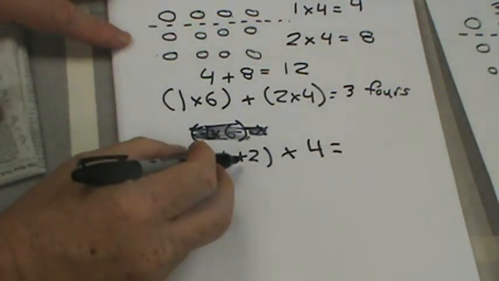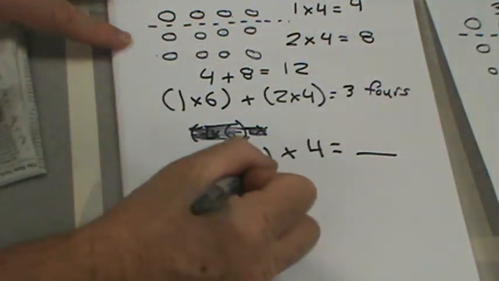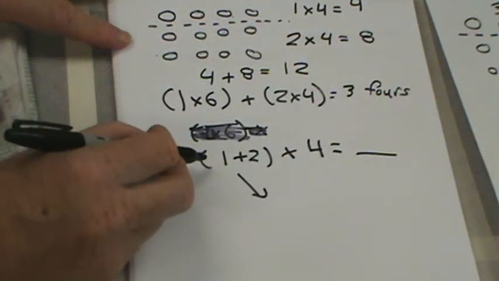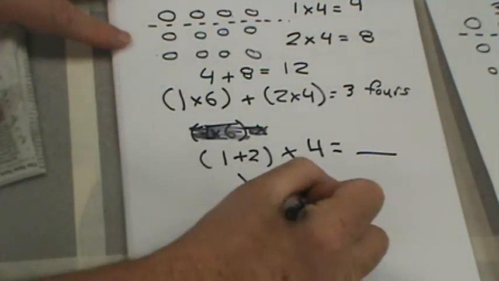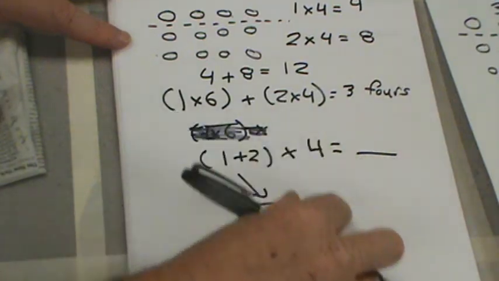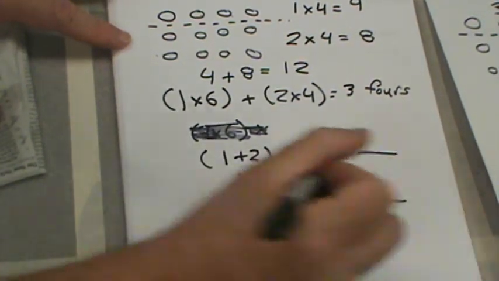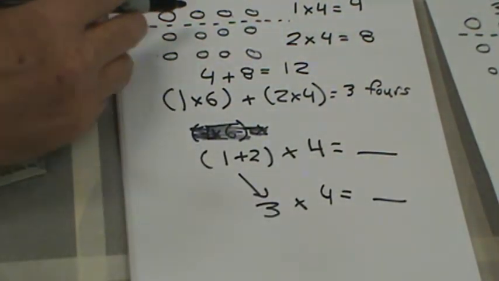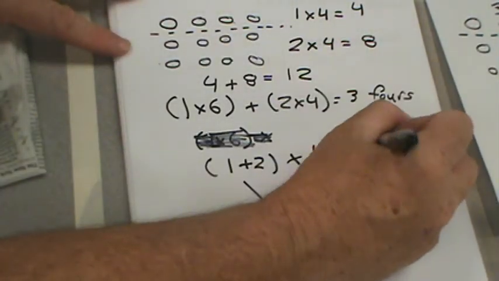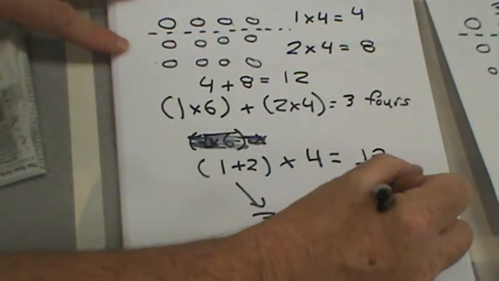Well, 1 plus 2 is 3, right? Remember like we did last time? Make our little arrow. Parentheses are always first. We'll do 3 times, and we just bring down the times 4. And what do we get? Well, the same thing. 1, 2, 3, 4, 5, 6, 7, 8, 9, 10, 11, 12. And 3 times 4 is 12.